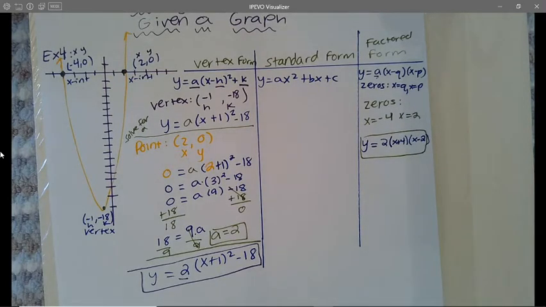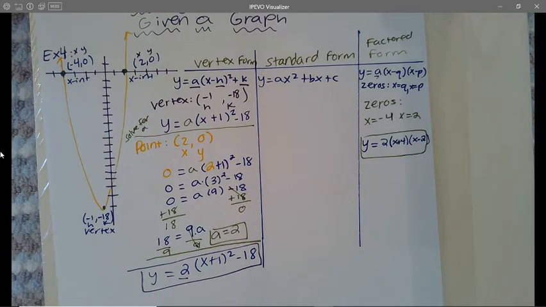So now the last form, standard form. Okay, standard form you cannot get in any way, shape, or form from your graph. I mean, you can, but it would take a lot of work. So I'm simply going to get to standard form by either simplifying down my vertex form or factored form. It doesn't really matter which way you do it. I'm actually going to show you both ways so you can decide which way you prefer.